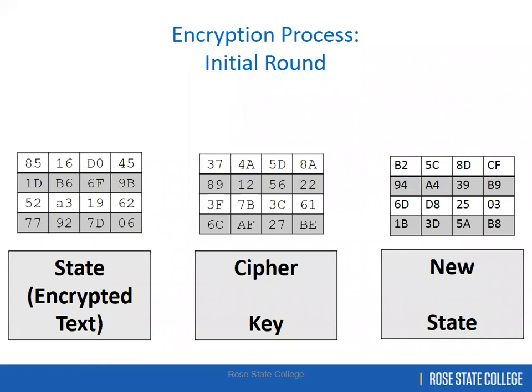Then we take our state and our cipher key and make a new state, and those are XORed as well. So 85 XOR with 37 gives us a B2. 1D XOR with 89 gives us 94, and so on and so forth. You just go straight through everything. Okay, on this one? Now, let me show you something here.